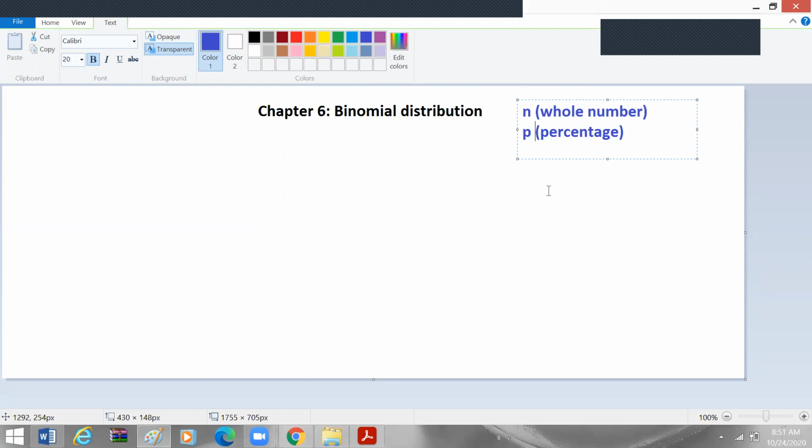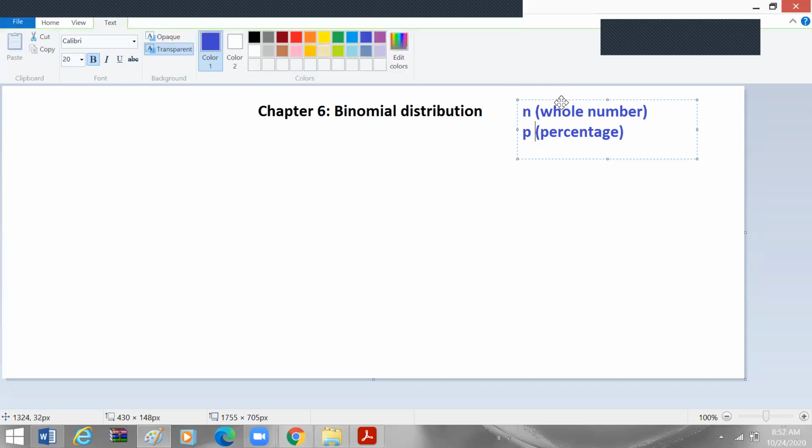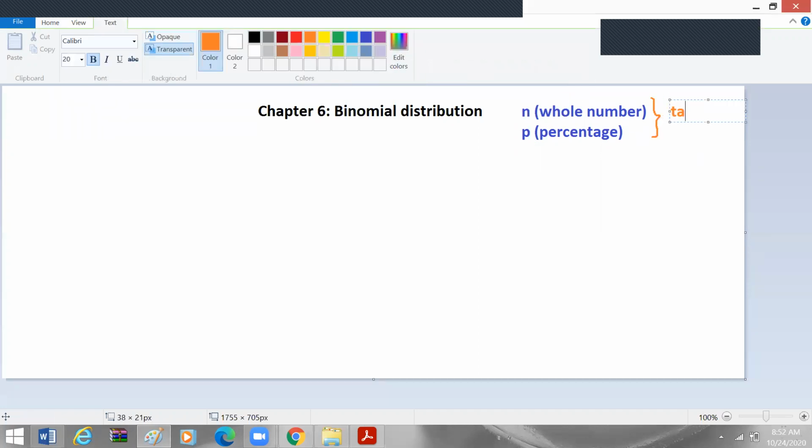How do you know if the question gives us these two things on the exam? On the final exam, there will be multiple questions asking about probability, but how do you know it's from chapter 6? If the question gives us the n and p at the very beginning, it has to be chapter 6. So n has to be the whole number, and p has to be the percentage. For these two, we definitely go to table number 6, right? Table 2. I apologize for that.